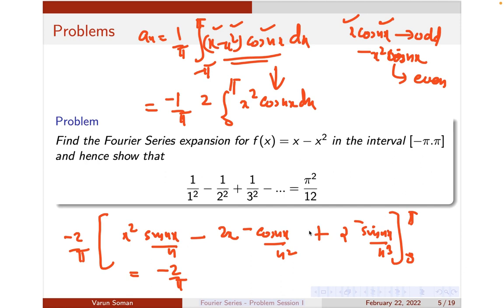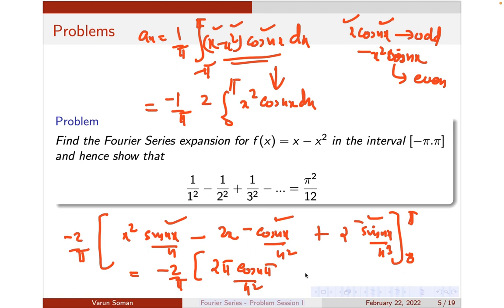When you substitute the value of pi, it will be pi square into sin n pi. Sin n pi is 0, so it will become 0. Minus, it will be minus 2 pi, so it is minus of minus, so it is plus 2 pi cos n pi by n square. Okay, and when you substitute this quantity, it is minus 2 sin n pi, which is again 0, it will become 0, and when you substitute the 0 value, this quantity will become 0, and this quantity also will become 0, because x is 0. So this is the final one.